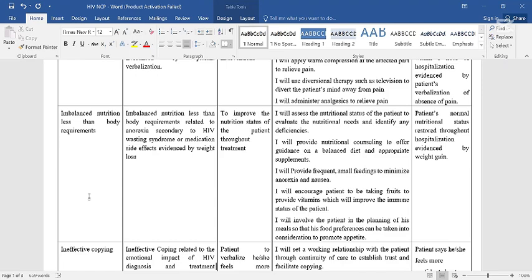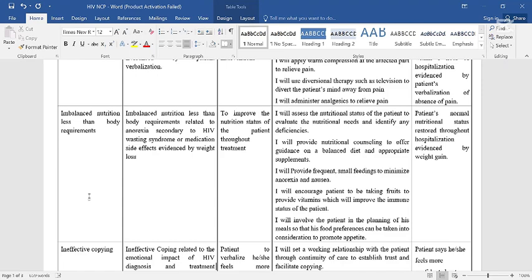So the first one is, I will assess the nutritional status of the patient to evaluate the nutritional needs and identify any deficiencies. So what we want to do here is to assess the nutritional status of the patient to note the nutritional needs and identify any deficiencies.